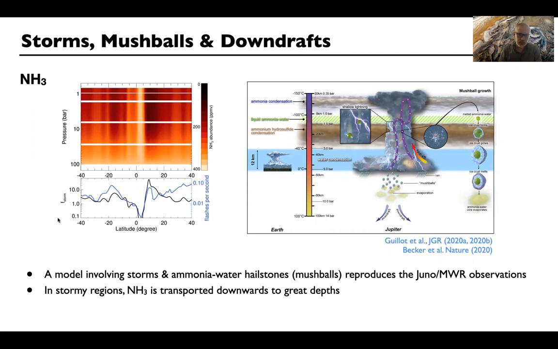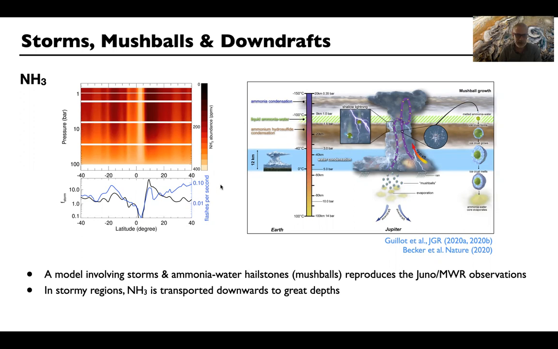Interestingly, we're able to reproduce the NH3 map as a function of latitude and pressure if we change the frequency of water storms in Jupiter. So that's the black line here as a function of latitude. And so we have to invoke the fact, for some reason that we don't explain, that there's very little storms near the equator and much more frequent storms elsewhere.